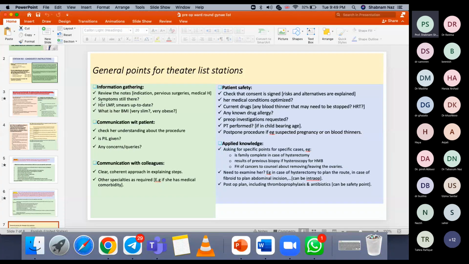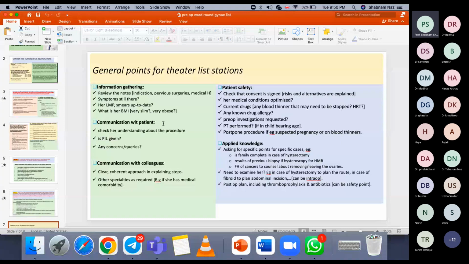Information gathering: review the notes, see the indications of the surgery, previous surgery, medical history, whether symptoms are still there, last menstrual period, smears up to date, what is her BMI. Very slim is also dangerous, aorta vessels damage will happen. Very obese is also dangerous.